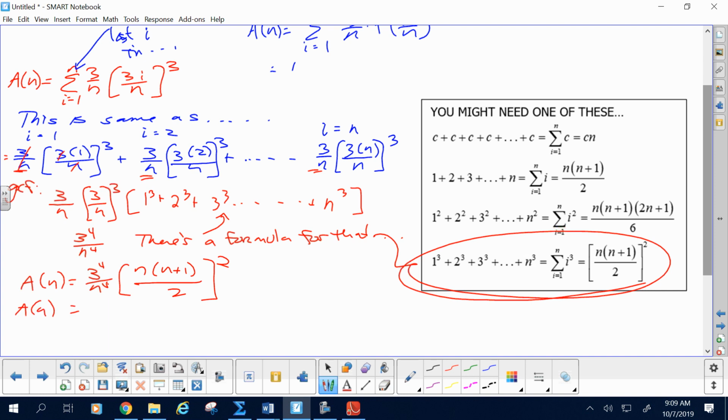Wouldn't you agree that I can, do I want to clean this up a little? Do you want to clean this up or nah, just leave it? Leave it? Okay. So I have 3 to the 4th. Okay, never mind. You said leave it. So why am I cleaning? Okay, I was about to clean it up.